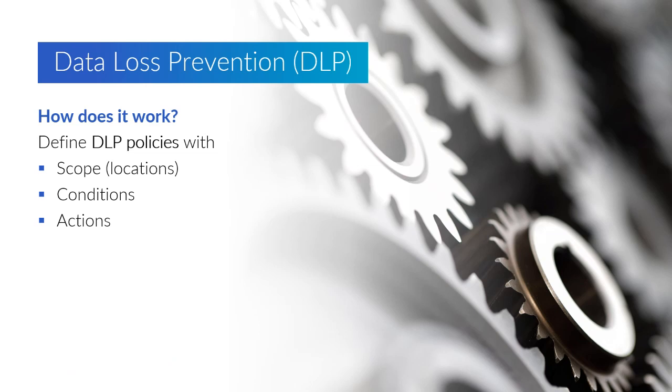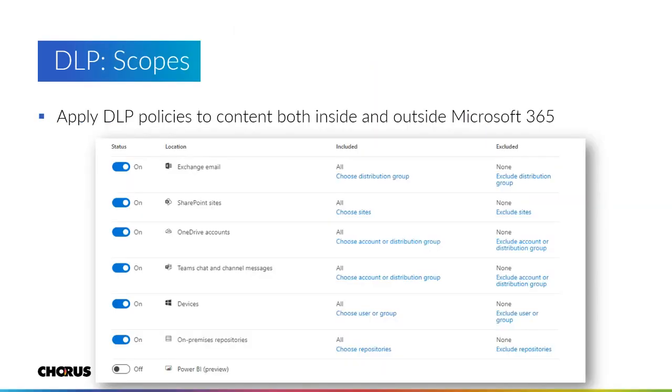So briefly, there are 3 elements to DLP policies. You've got scope, conditions, and actions. Scope is about where you want the DLP policies to look. So you can see here, you can apply these policies to content both inside and outside Microsoft 365.